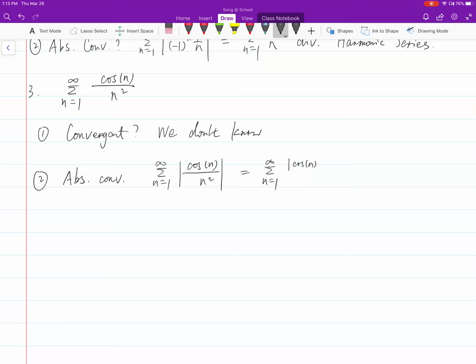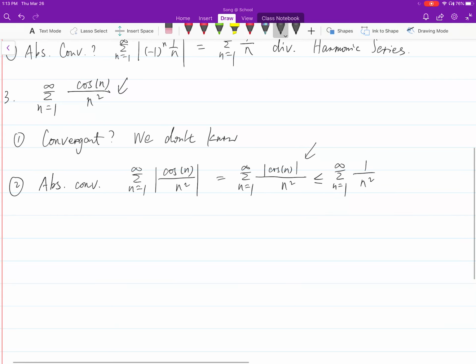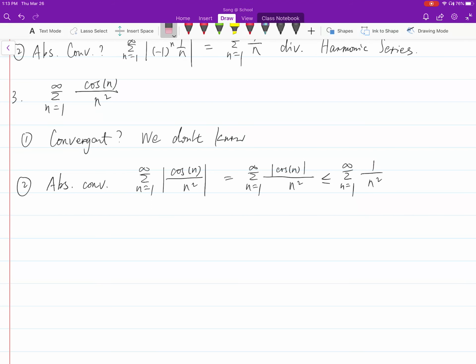Remember, n squared is always positive. Now, what do you know? You have a series given by this formula, and it's always positive. And as long as it's positive, we can use the comparison test. Clearly, the absolute value of cosine n is less than or equal to 1. Before, you could not use the comparison test here simply because it's not positive. But now, after you take the absolute value, it is positive. Then we can say this.